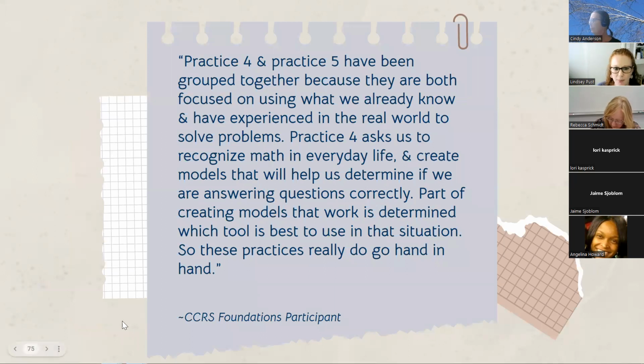Here's a quote from someone. Practice 4 and 5 have been grouped together because they're both focused on using what we already know and have experienced in the real world to solve problems. Practice 4 asks us to recognize math in everyday life and create models that will help us determine if we are answering questions correctly. Part of creating models that work is determined by which tool is best to use in that situation. So these practices really do go hand in hand.